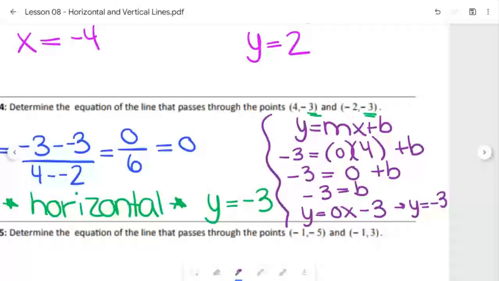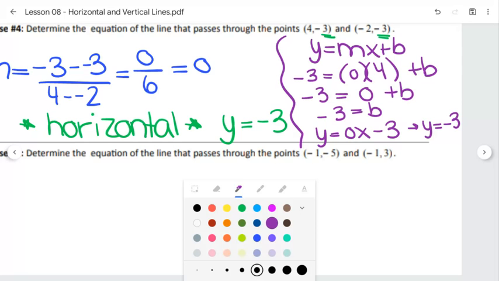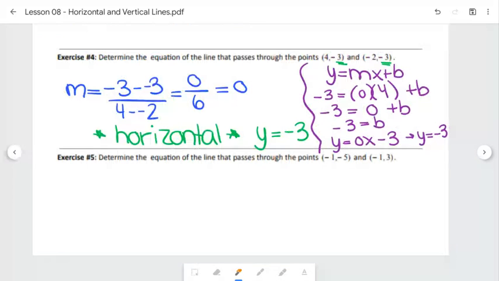So I could plug it in and do all the same stuff, but it's a lot of work when I just realized that I have a repeat in the y's. That means it's y equals negative 3. It's going to be a horizontal line. It's going to have a 0 slope. Okay, so I don't have to do all the stuff I just did in the purple. I'm just showing you why if I plugged it into that equation, it still checks out. I could do that same kind of thought process here in 5.